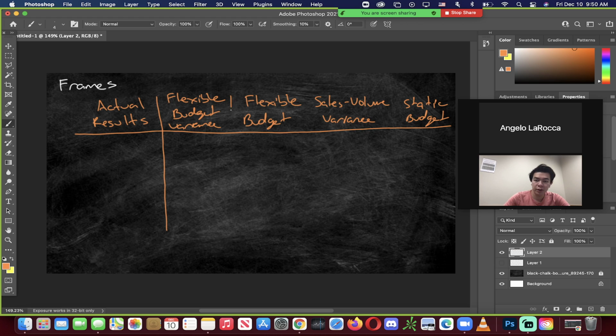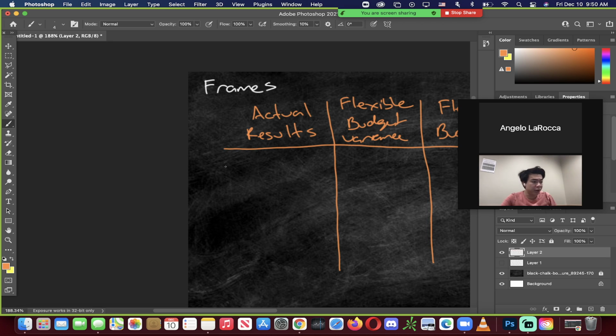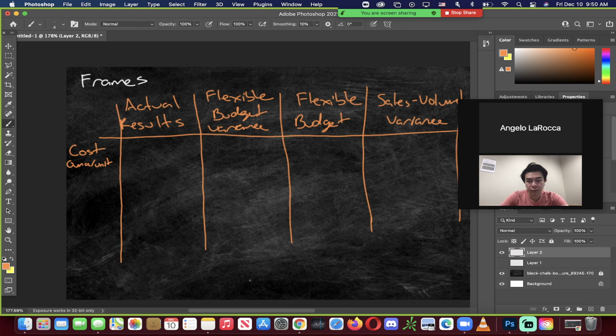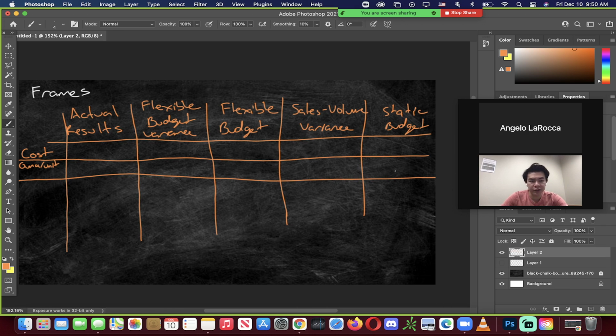Draw the lines here. And we see for frames, they give us a static budget cost, and they give us a standard input of 3 ounces per unit. So we're going to put those first: cost, and ounces per unit, because that's the information they give us. Therefore, the static budget cost is 49,500, and the ounces per unit is 3.